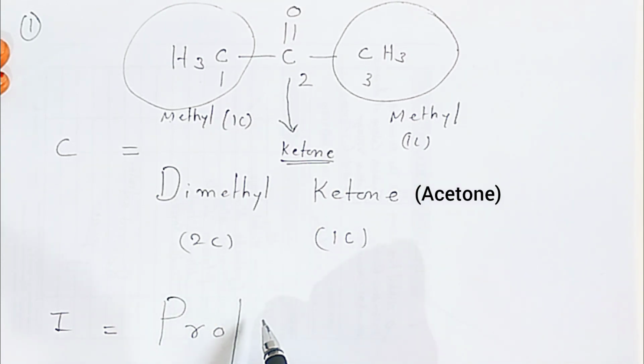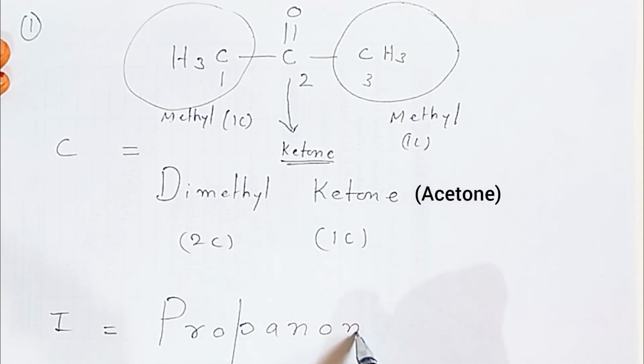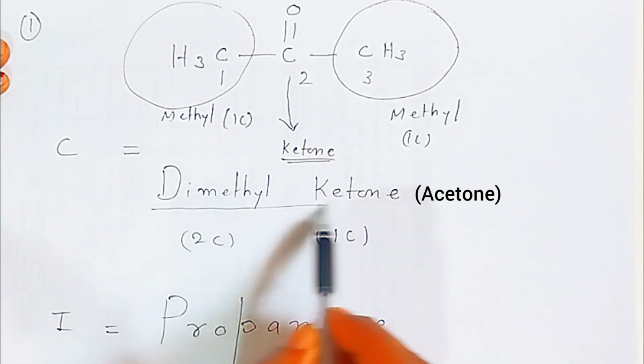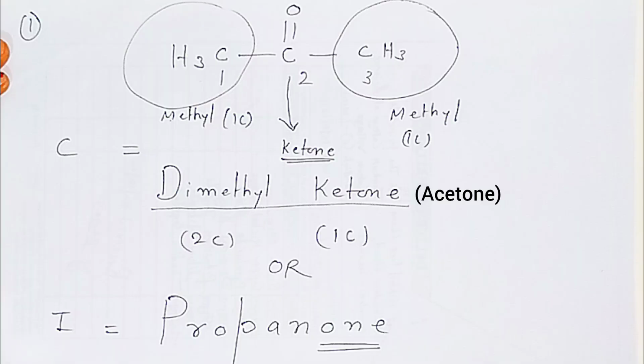The E of propane we are going to replace with 1, so it is called propanone, O-N-E. Okay students, we have replaced the E of propane by one, so it is called propanone. So what will be the common name, students? Dimethyl ketone is nothing but propanone.